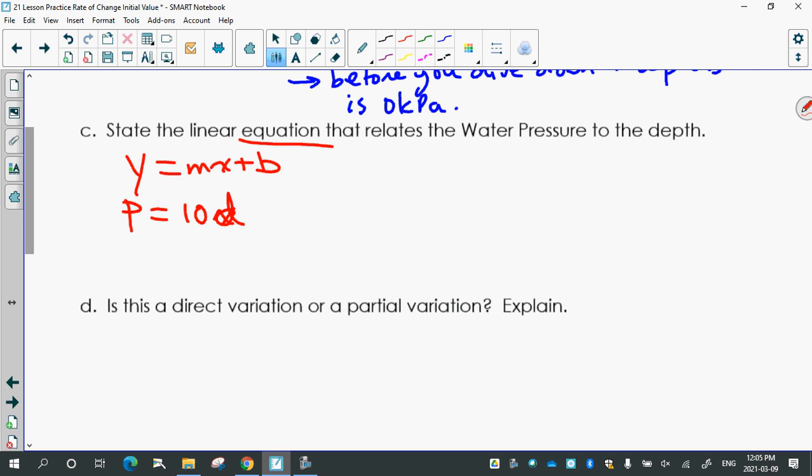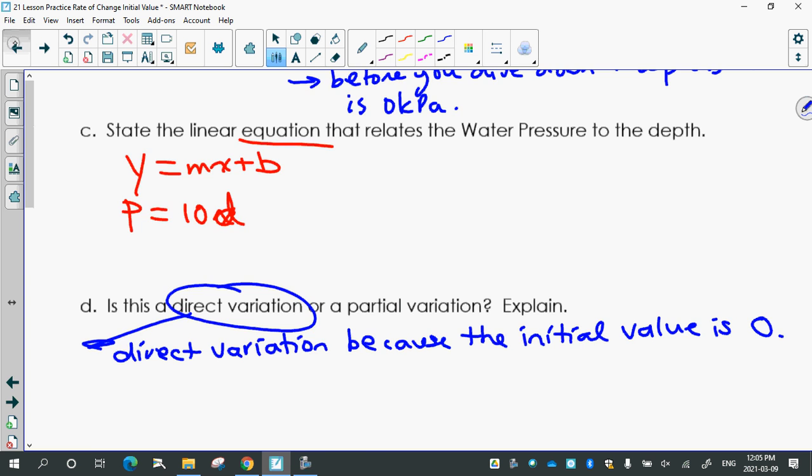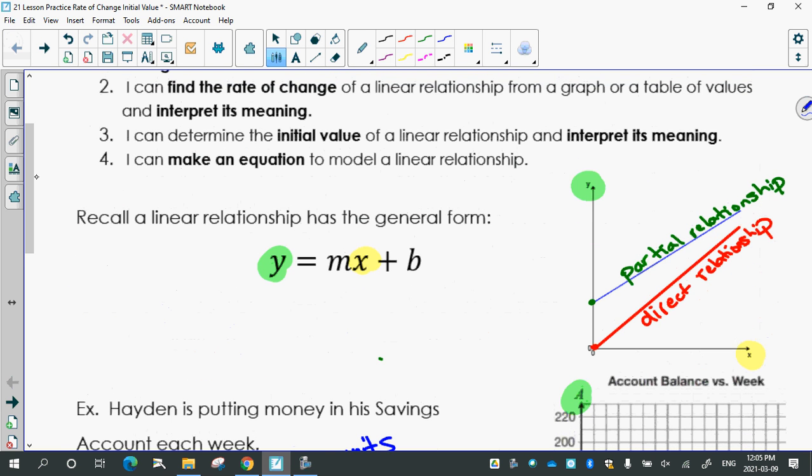All right. Is this a direct variation or a partial variation? How do you know? Carter. That's the direct variation and start at 0. Good. Direct variation, because the initial value is 0. A direct variation is a linear relationship where the initial value is 0. And a partial variation is a linear relationship where b is any number other than 0. If it goes right through 0, it's direct.